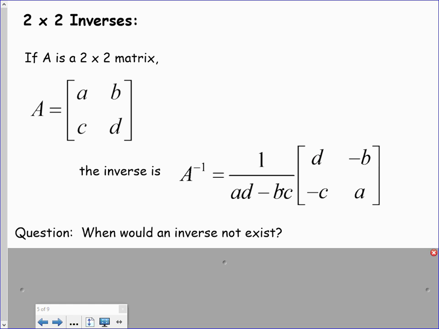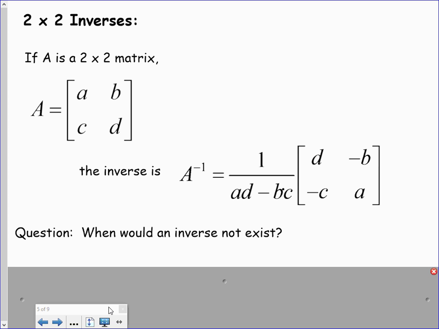Now, let me ask this question, and I will have you have a quick chat with your small groups. When would an inverse not exist for a matrix? What part of our matrix formula would tell us when an inverse does not exist? Think about that.